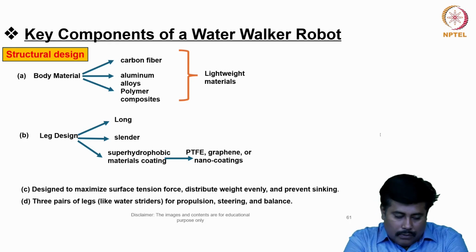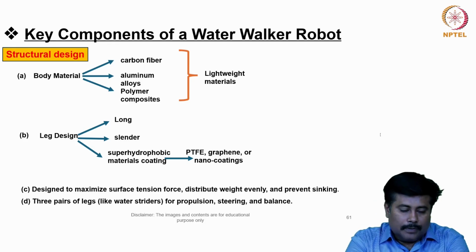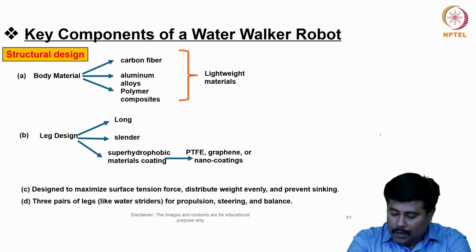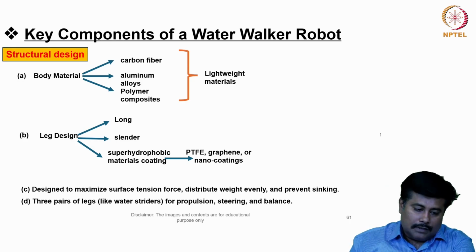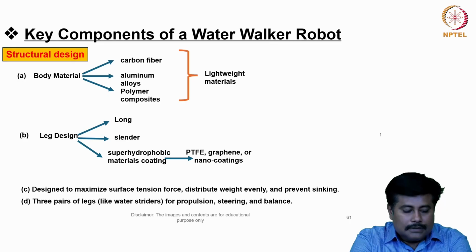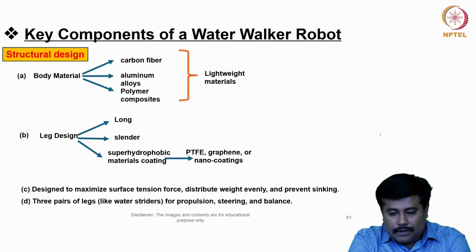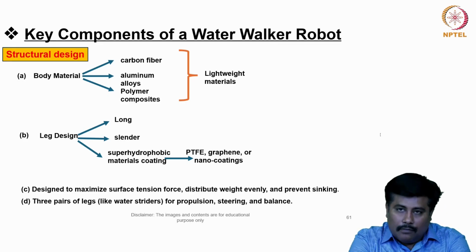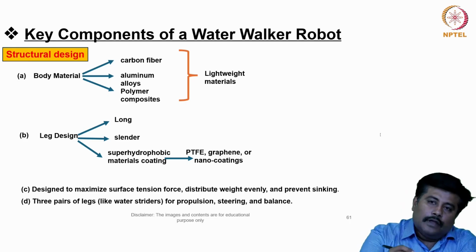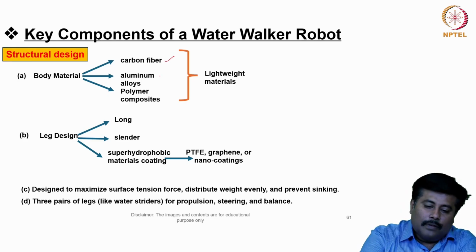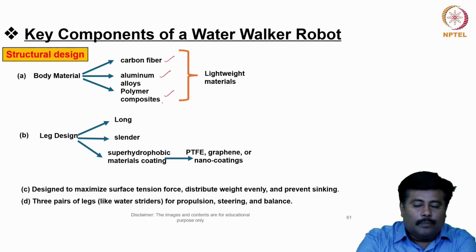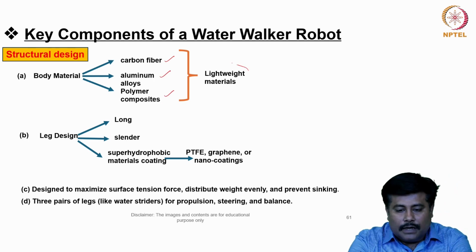So from a key components perspective, when we closely look into the structural design, we have the body material in place and the leg design. With reference to body materials, some of the materials which contribute are carbon fiber, aluminum alloys, and polymer composites. These kinds of body materials are lightweight materials which are being effectively used.